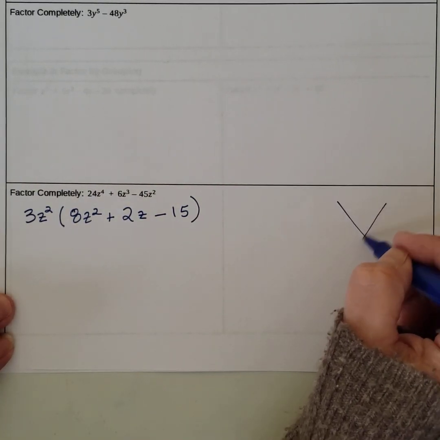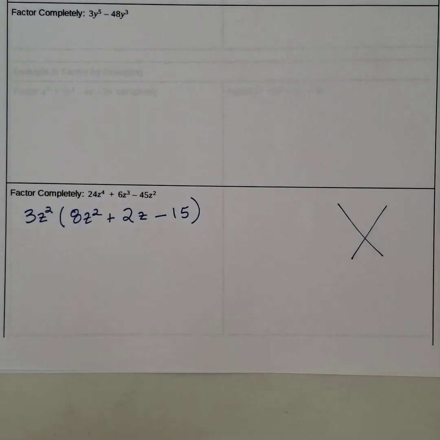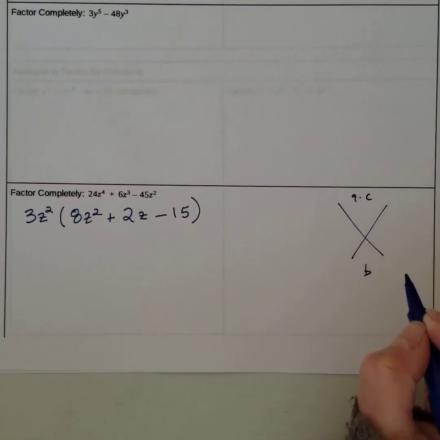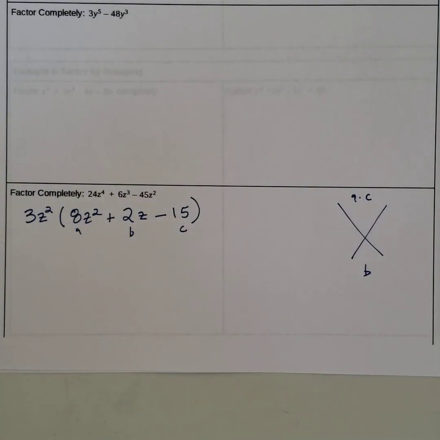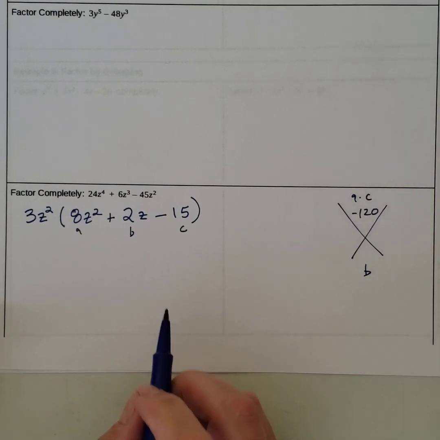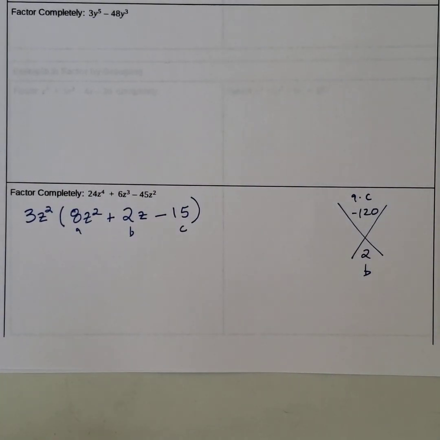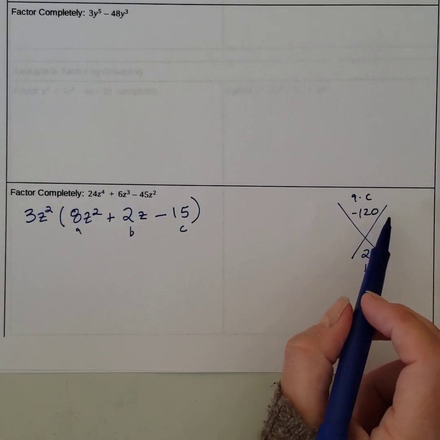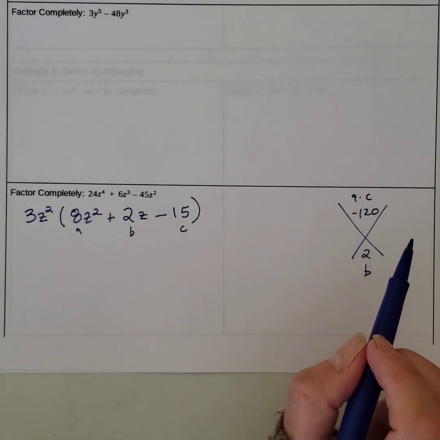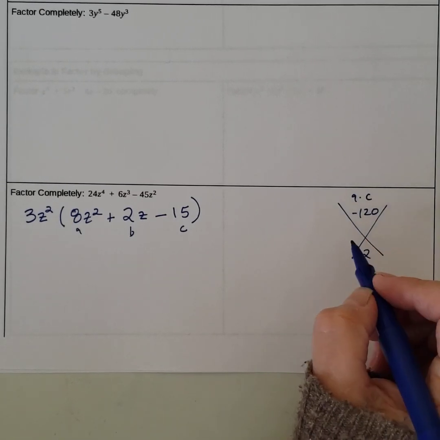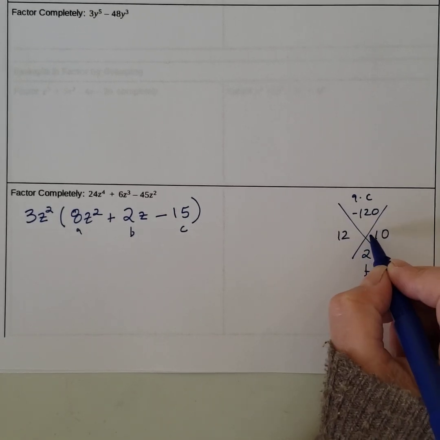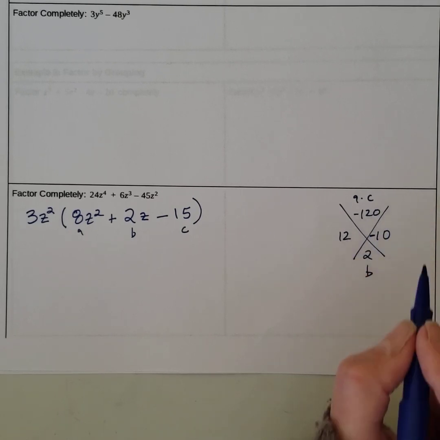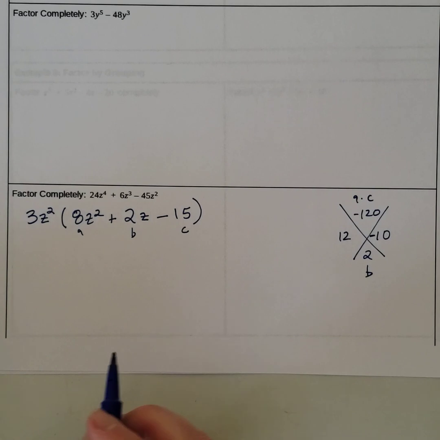So we can probably use our x again. This is a times c, this is b. So this is our a, this is our b, this is our c. We have 8 times negative 15, which gives us negative 120, and 2. So we need factors of negative 120 that equal 2. That's a pretty big number. So 12 and 10. We want this to be positive. So 12 times negative 10 gives us negative 120. 12 plus negative 10 gives us 2.